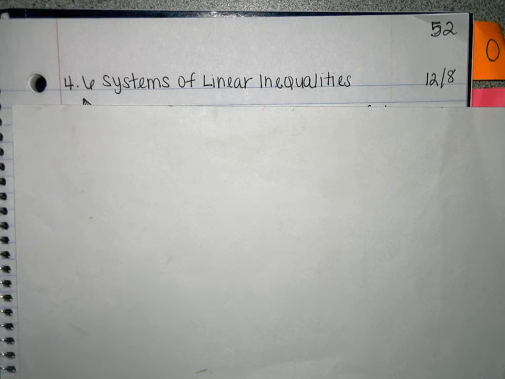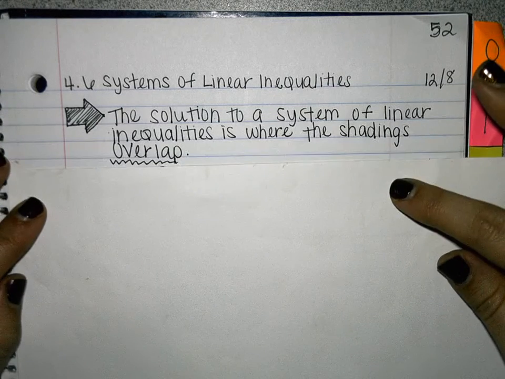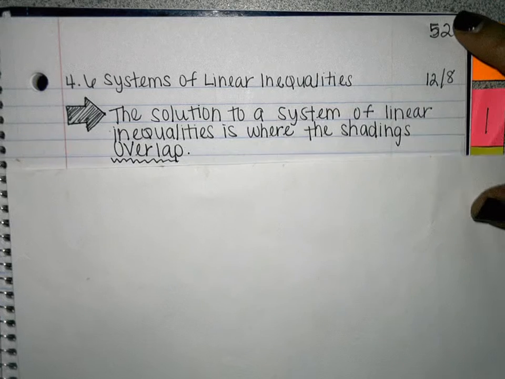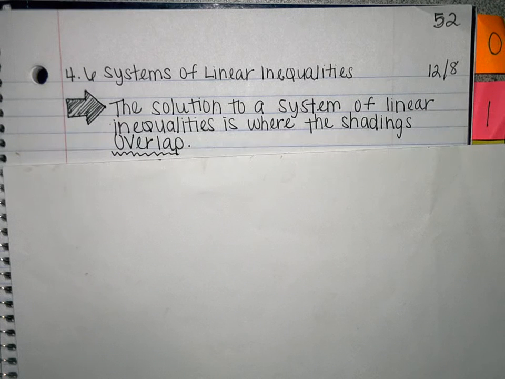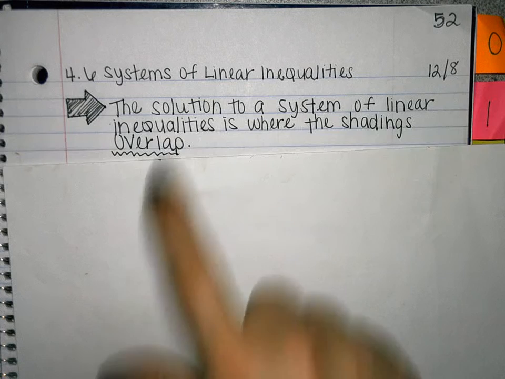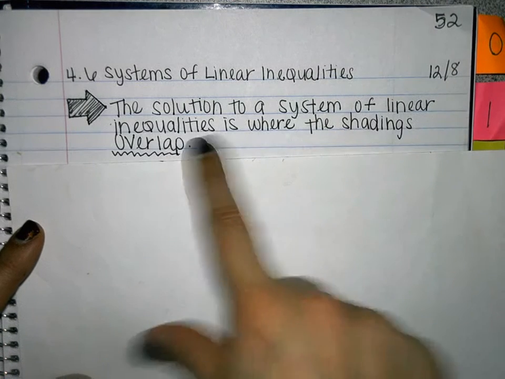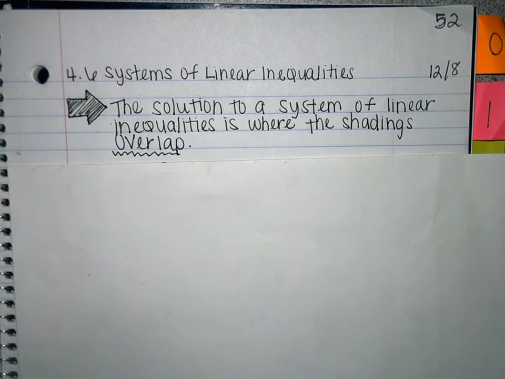There is one small set of notes that I want you to write down, and that is when we are graphing a system of linear inequalities, we're actually going to graph exactly the same as we just did on Friday, but this time there's going to be two sets of shading. And the solution to the system of linear inequalities is where the shadings are going to overlap. So I would suggest using different colors or a highlighter or something so that we can indicate where those overlap.